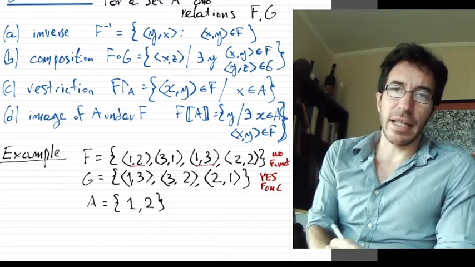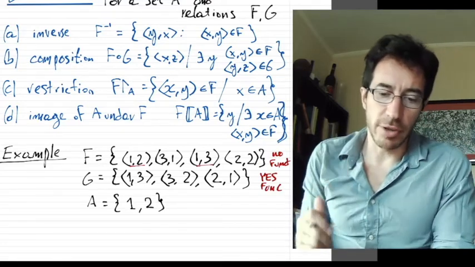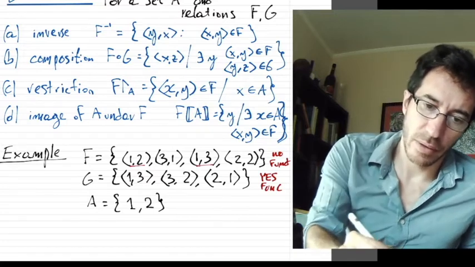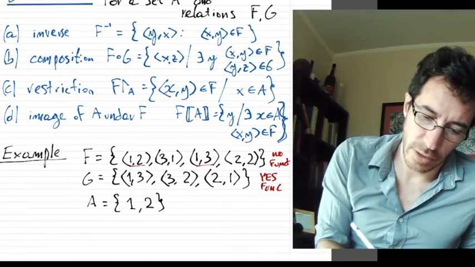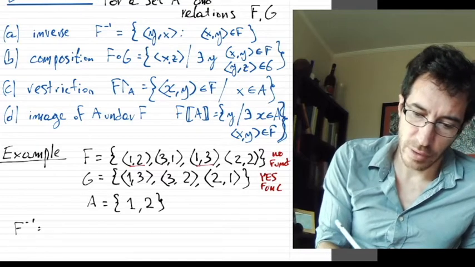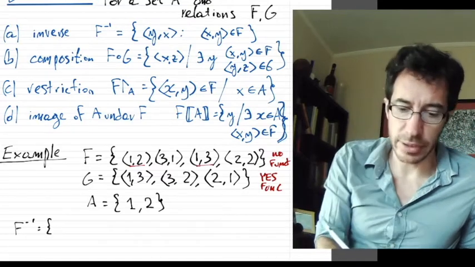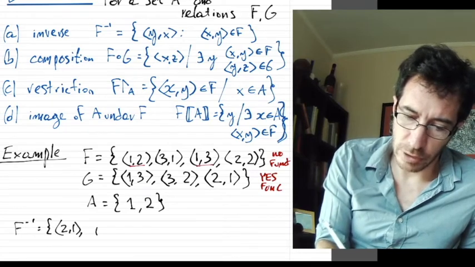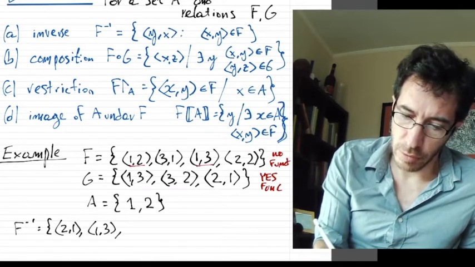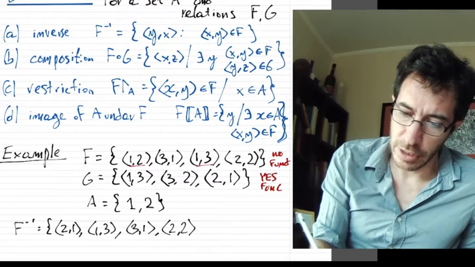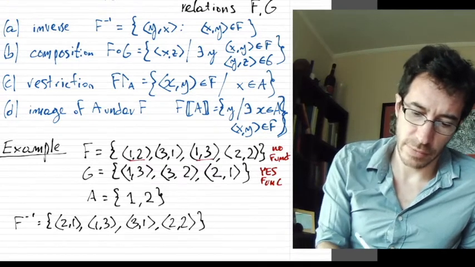Okay, but it doesn't matter that F is not a function, we can still apply all these operations. So let's see what we get, one at a time. What is F inverse? Well, you just flip all the pairs, right? So we get (2,1), (1,3), (3,1), and (2,2). I just flip each pair one at a time.